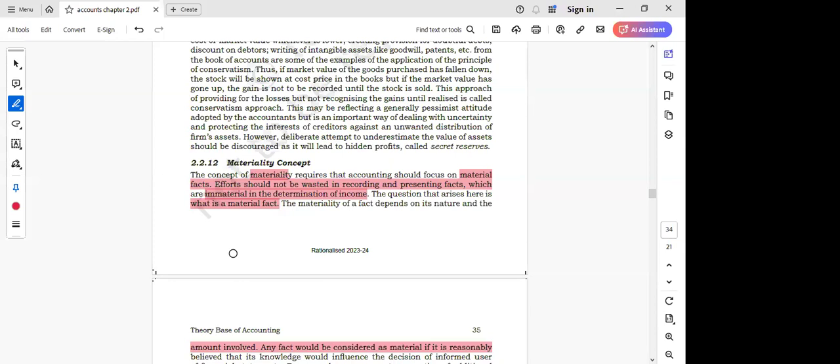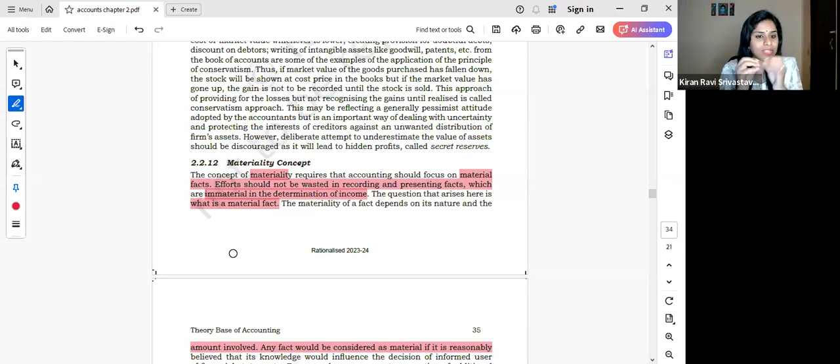Yes, ma'am. So again, what is material and what is immaterial depends upon the business. For a stationery shop, that paper carton box matters. For big companies like Tata Motors or Reliance Steel, suppose guests are coming to the CEO's office and are served tea every day, like 10 guests visit the CEO every day and 10 cups of tea are served. Those 10 cups of tea might not be material for a company like Reliance.